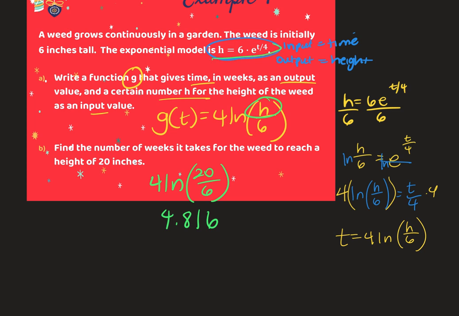If I use this original model and I want to find where height is 20, is the 20 the x or is the 20 the y2? It's the output, so it'd be the y2, and I'd see where they cross. And again, you could do both and check.